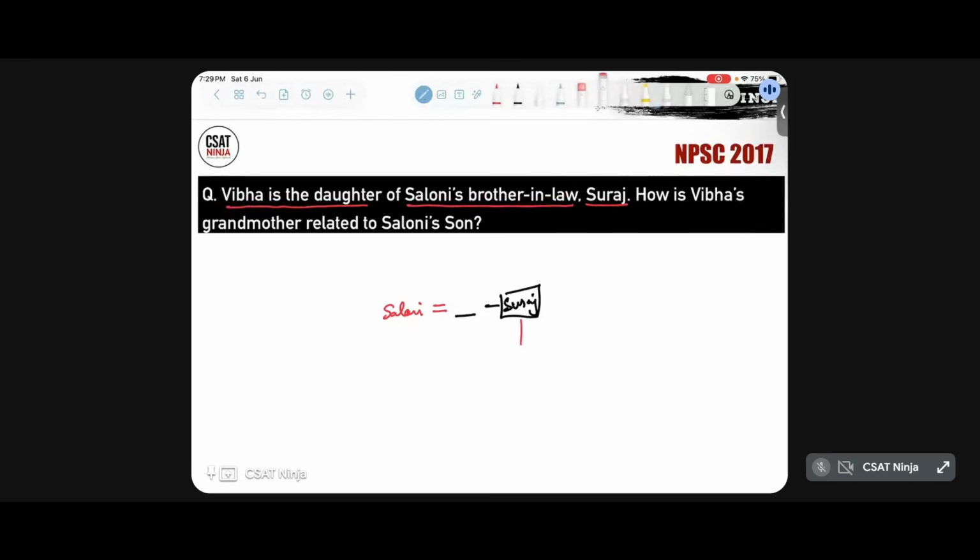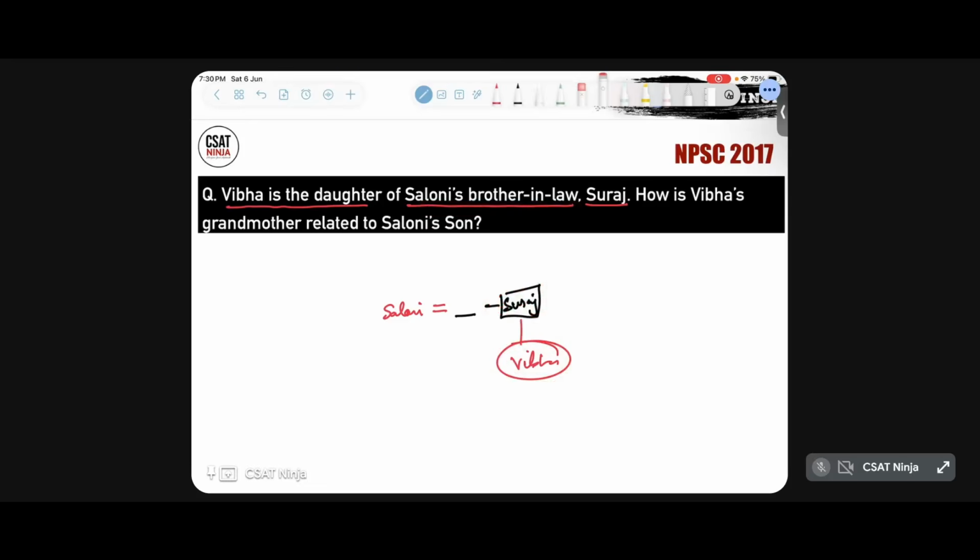So this is Wiba. What I've written here is that Saloni is married to someone. That means it may be husband or wife, we don't know. Brother, which means it can be brother-in-law. So brother-in-law's daughter is Wiba. That is the first statement. A little bit confusing, but if you just go through the statement, you can also say it like this: Saloni's brother-in-law Suraj's daughter is Wiba. That is what we have.